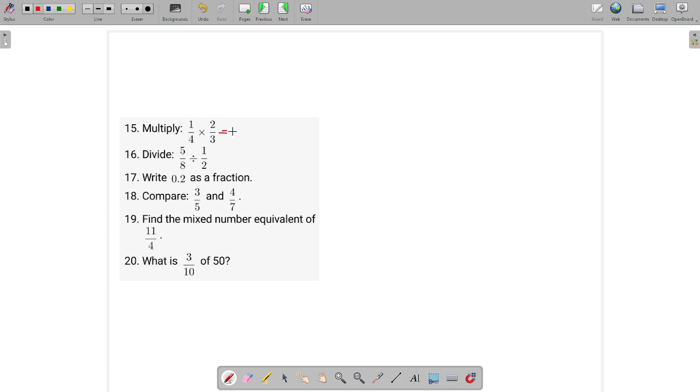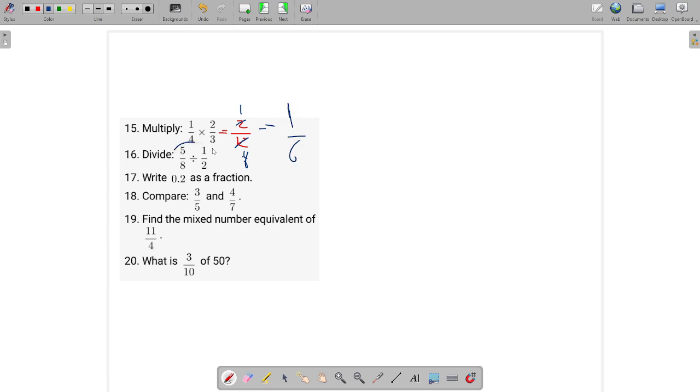So this one is a multiplication. When I multiply fractions, numerator times numerator, denominator times denominator. So 1 times 2 will be 2, 4 times 3 will be 12. And 2 over 12 could be simplified by dividing by the biggest number that could be divided into both of them. So 2 divided by 2 gives 1, and 12 divided by 2 will be 6. So the answer is 1 over 6 for the first one.